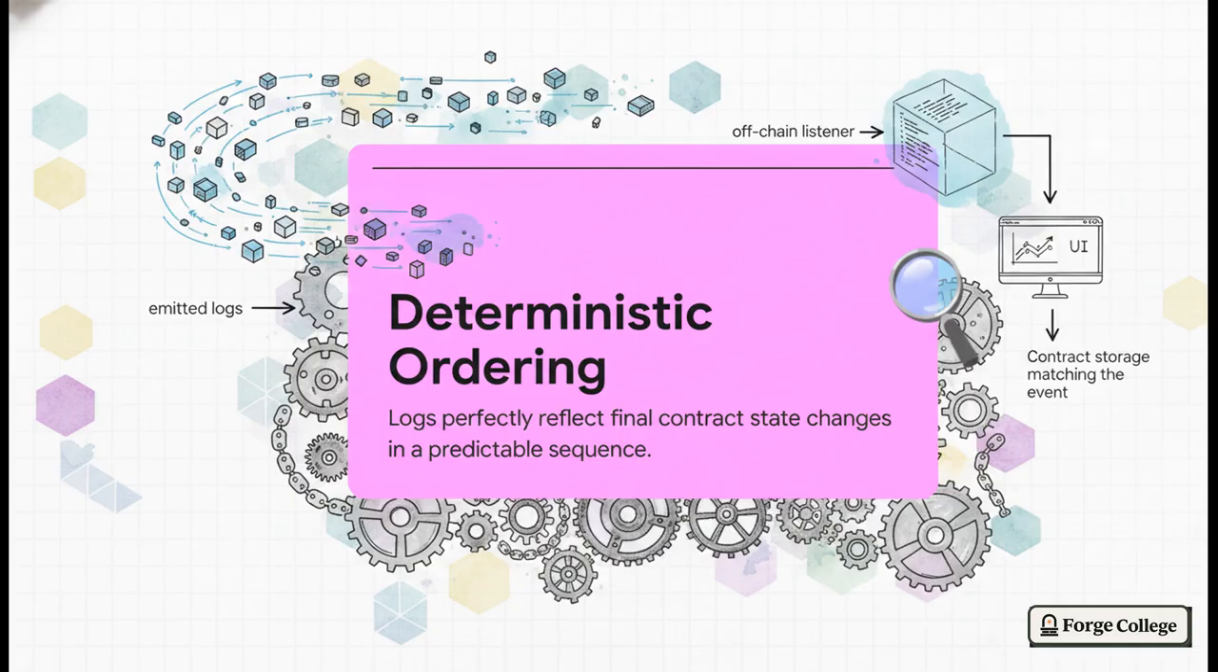Think about it. If an off-chain listener sees an event, they need to be absolutely certain the contract storage matches it at that exact block. Because without this guarantee, your monitoring tool is basically just guessing, and we definitely don't want that.